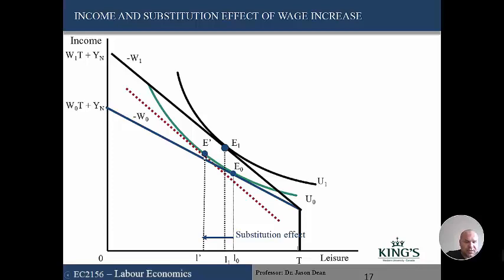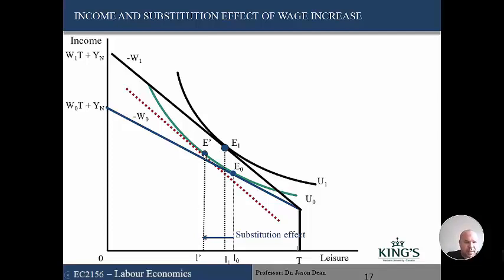So the substitution effect here is isolated, and it says that the person would reduce their leisure from L0 to L prime. After all, wages are higher and you get a higher return, so you'd want to substitute away from leisure and work more. Here the price of leisure has increased because of the wage increasing. And so the substitution effect says work more, take less leisure.